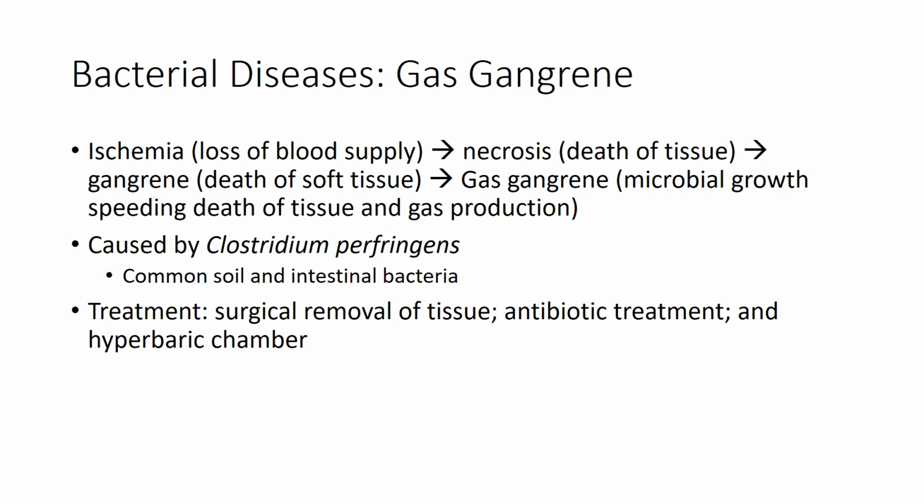Gangrene is caused by a bacterial infection in dead tissue. So first the tissue must die. Then you will see the microbe, the bacteria Clostridium perfringens, growing inside of the dead tissue. The dead tissue allows the Clostridium to grow rapidly, leading to gas production.